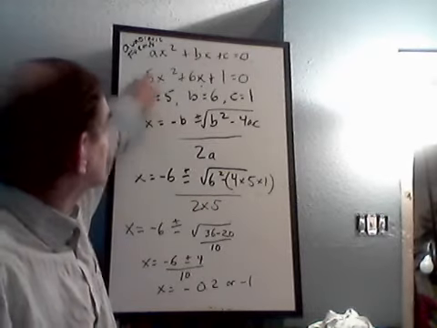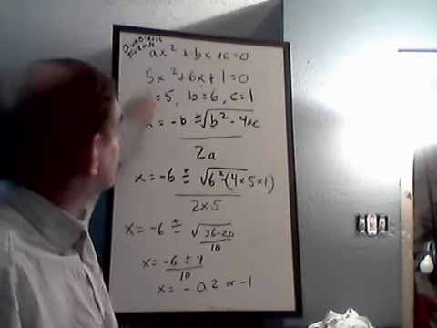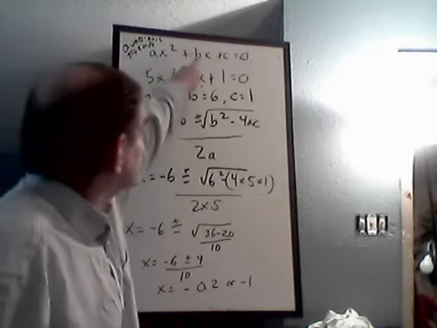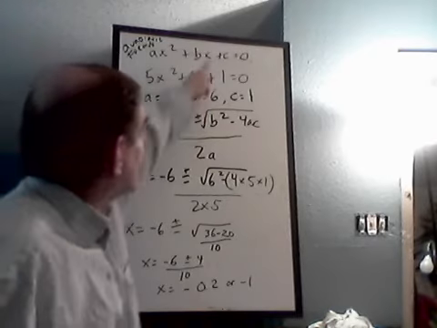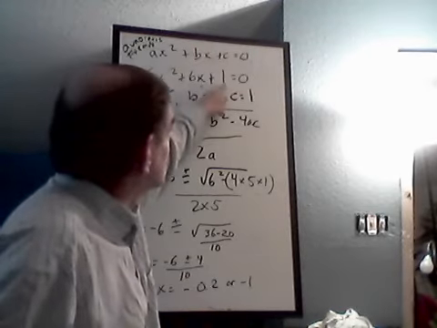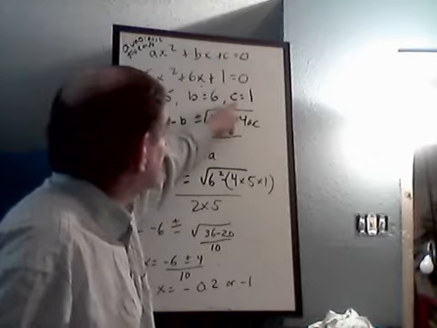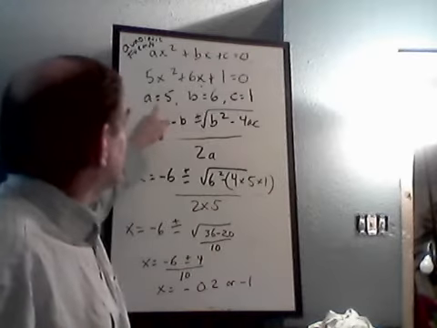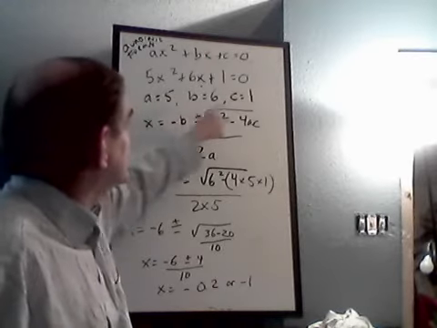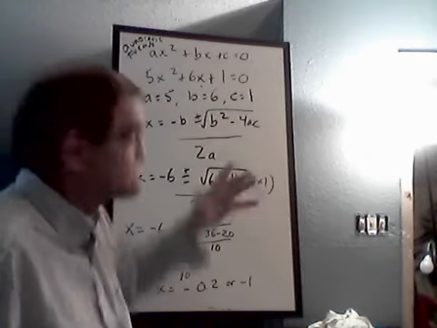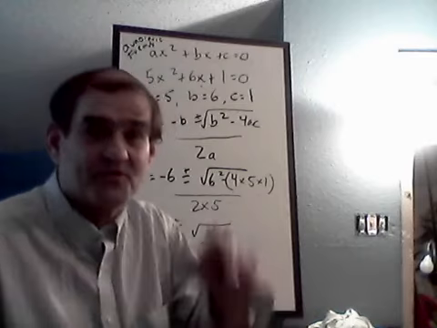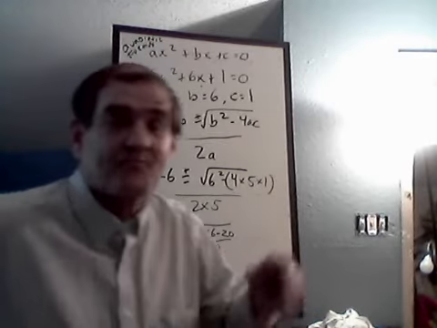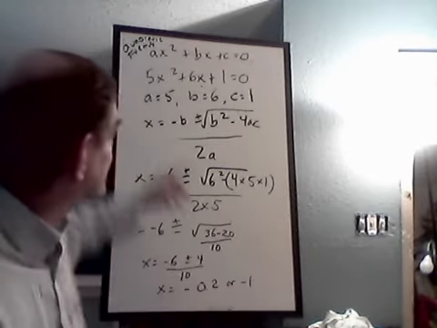Okay? See that? Compare to that. 5. And what's b? There's b, bx. So you got 6x right here. So b is 6. And you got plus c, the 1, all by itself. That's c equals 1. So a equals 5, b equals 6, and c equals 1. A, B, and C. Now, you take those numbers and put them where the formula is.